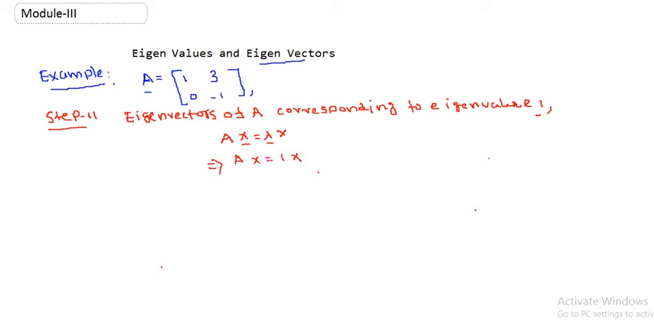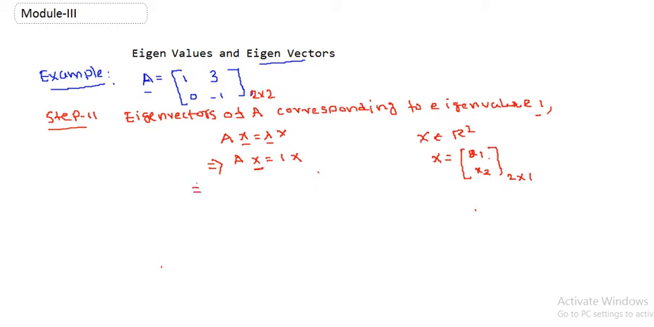Because A is a 2 by 2 matrix, x is a vector in R2. If A is a 3 by 3 matrix, x will be a vector in R3. If A is a 4 by 4 matrix, x will be a vector in R4, and so on. Any vector of R2 is a 2 by 1 matrix, so we can write x equals [x1, x2].